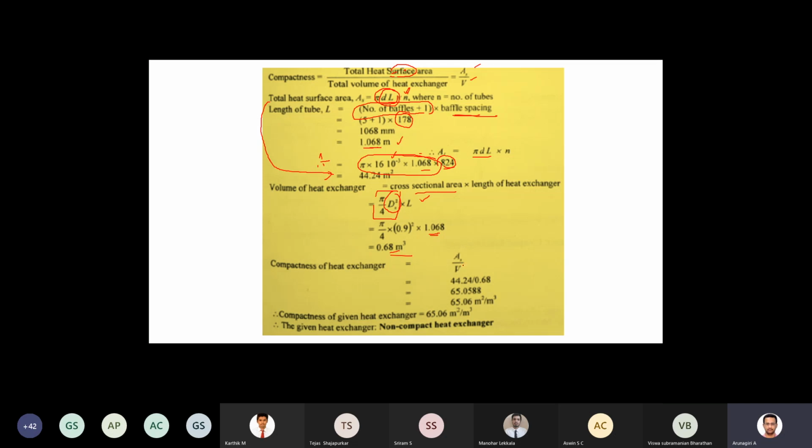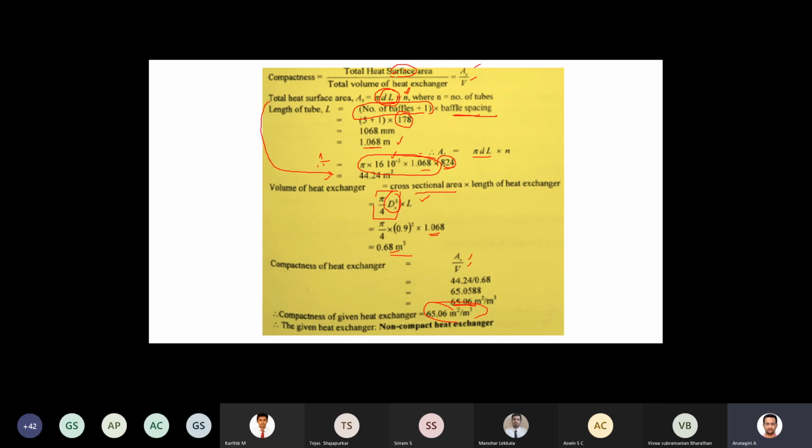So compactness of the exchanger is area by volume. So 44.24 divided by 0.68 is approximately 65 times. So compactness of the given heat exchanger is 65 meter square per meter cube. That's why shell and tube heat exchangers are most of the times called non-compact heat exchangers. But it is a very established one in the process industries, and the technical know-how is very much established.